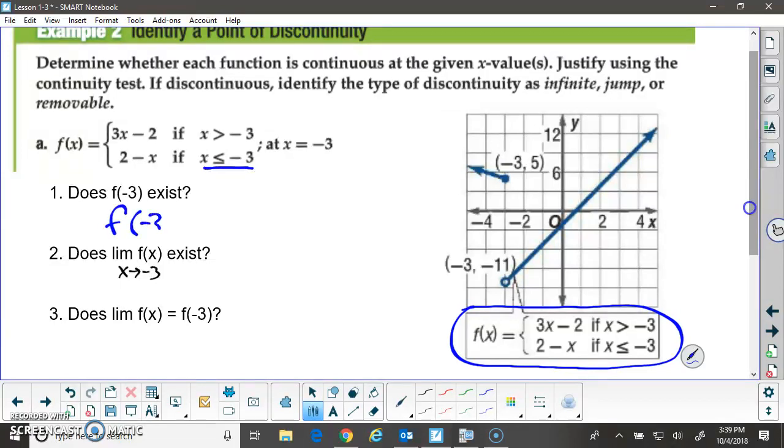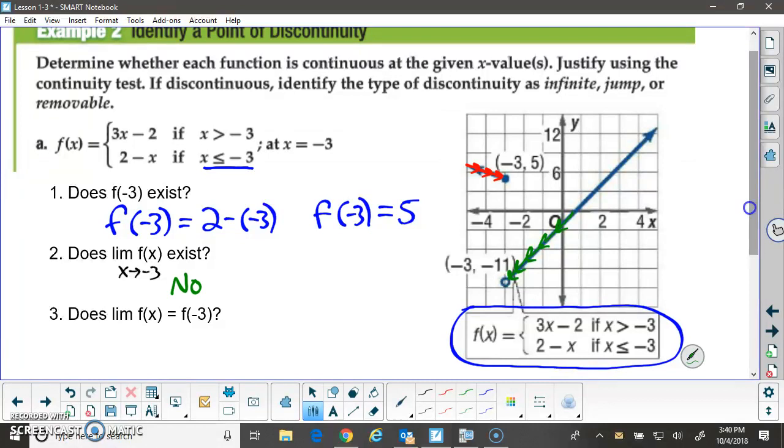And so if you put negative 3 in, you would get 2 minus a negative 3. And so f of negative 3 is equal to 5. So first step of the continuity test, show that f of negative 3 exists. We've done that. Second part, does the limit of the function exist as x approaches negative 3? Well, if you approach negative 3 on the left-hand side, you can see you're getting closer and closer to a height of 5. If you approach negative 3 on the right-hand side, you're getting closer and closer to a height of negative 11. So the limit does not exist.